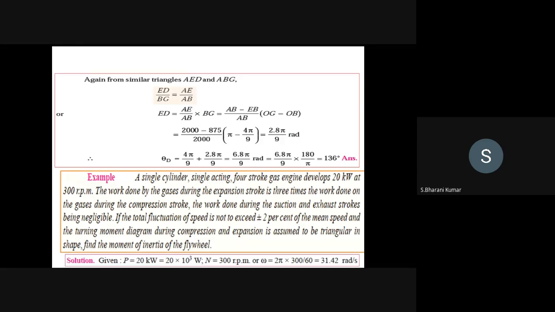That is the given data. Look here, that 4% explanation will be given here. Since the total fluctuation of speed omega 1 minus omega 2 is not to exceed plus and minus 2% of the mean speed, therefore omega 1 minus omega 2 equal to 4%. The same thing is given here: Cs equal to omega 1 minus omega 2 divided by omega equal to 4%.